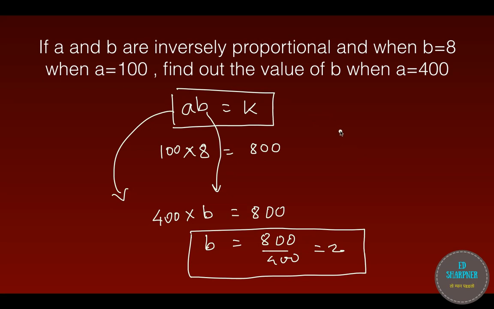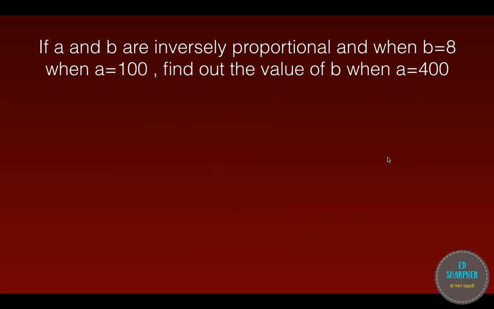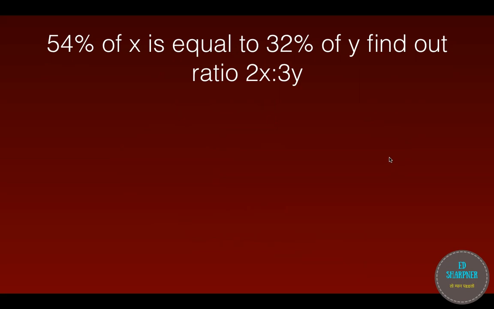Just suppose if A and B were in direct proportion, you could have written A divided by B equals K. And then you need to find out the value of K. And again, you can always find out the required values of A and B. I hope you understand. Let's move to the next problem.